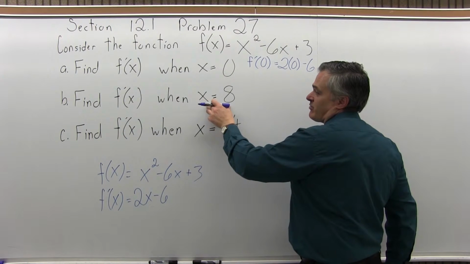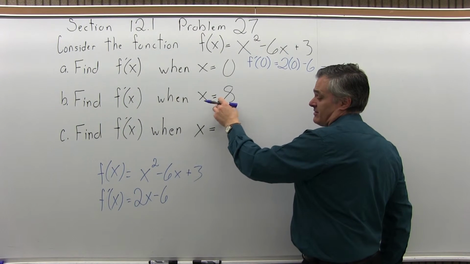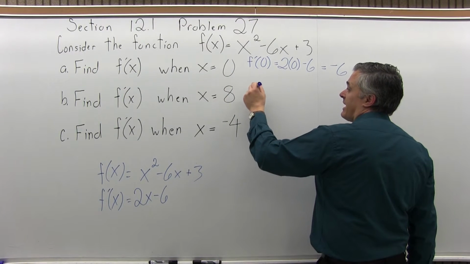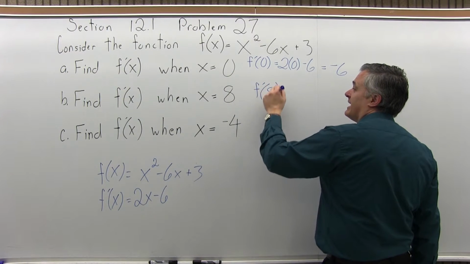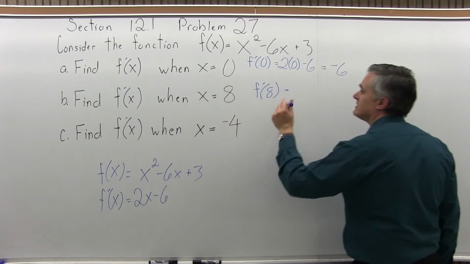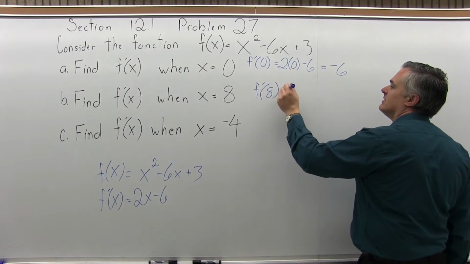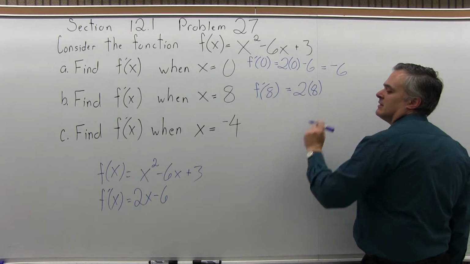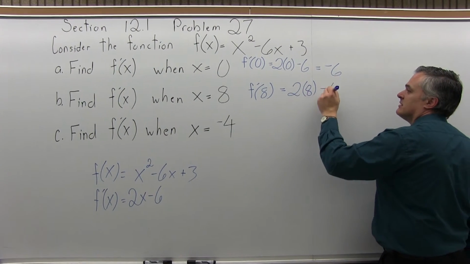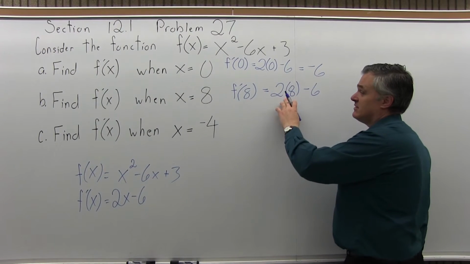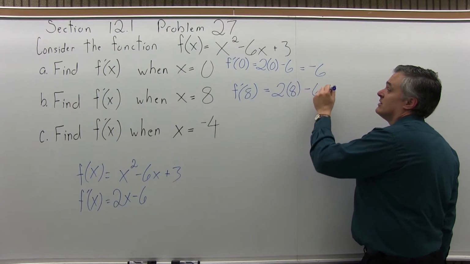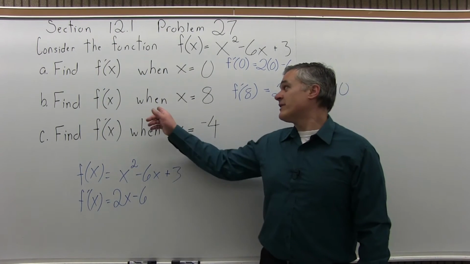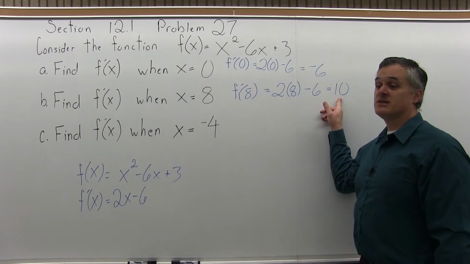Part B, find f prime of x when x is 8. Take my f prime of x and put in an 8 for an x. So f prime of 8 equals 2 times x is 2 times 8 minus 6. 2 times 8 is 16. 16 minus 6 would be 10. So f prime of x when x is 8 is positive 10.